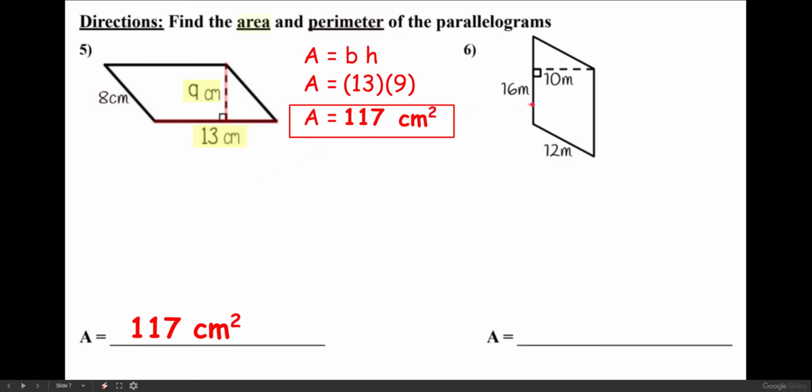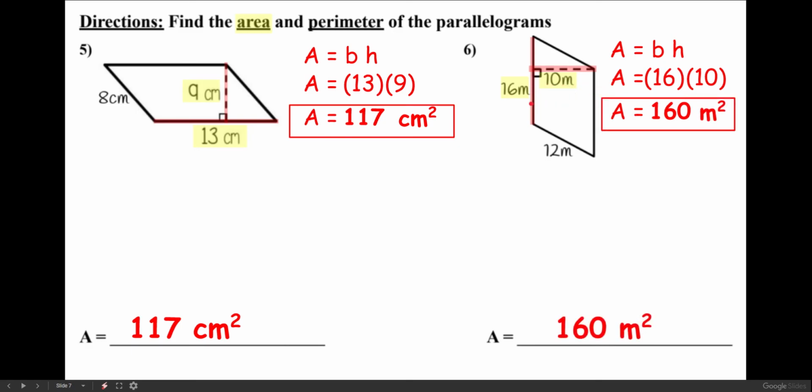Let's do number 6 now. The area of number 6. Area equals base times height. What is our base? Well, it forms a 90-degree angle with the height. So here it is. It's on the outside at 16 meters. So 16. And our height is going right there. Like I said, it forms a 90-degree angle, so it must be the 10. So let's multiply 16 times 10, which is 160. 160 what? Meters squared, because it's area and it's meters.